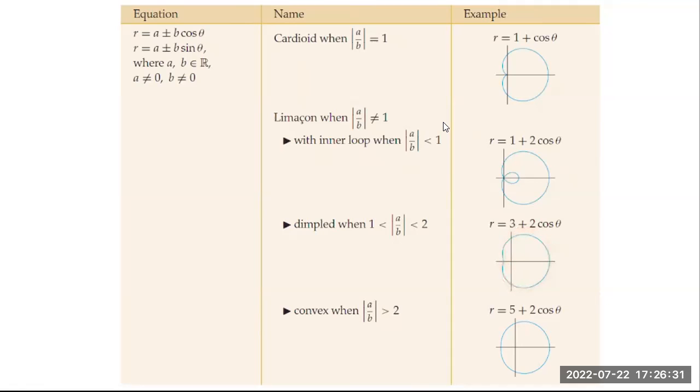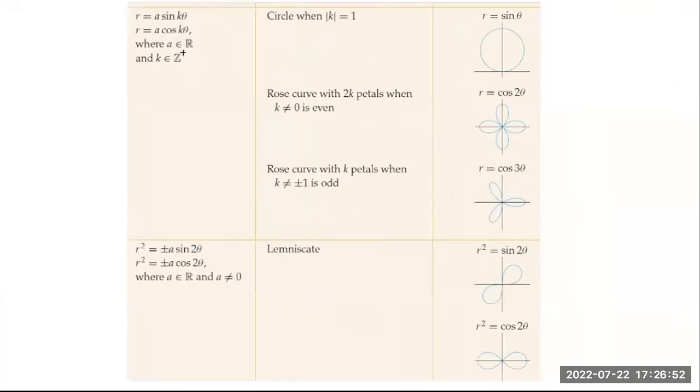And then the final shape is the convex shape when the absolute value of a over b is bigger than 2. So this is the example I'm taking. As you can see, a over b is 2.5. That is bigger than 2. So you will expect a convex shape like this. All right, let's move on and continue with the table.